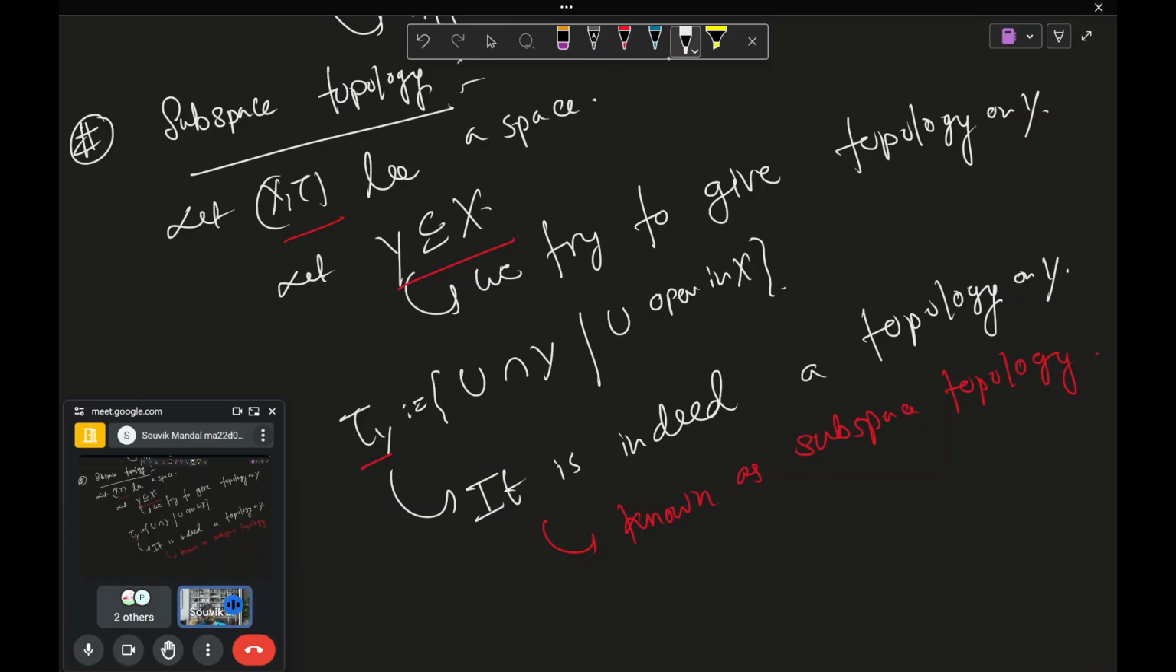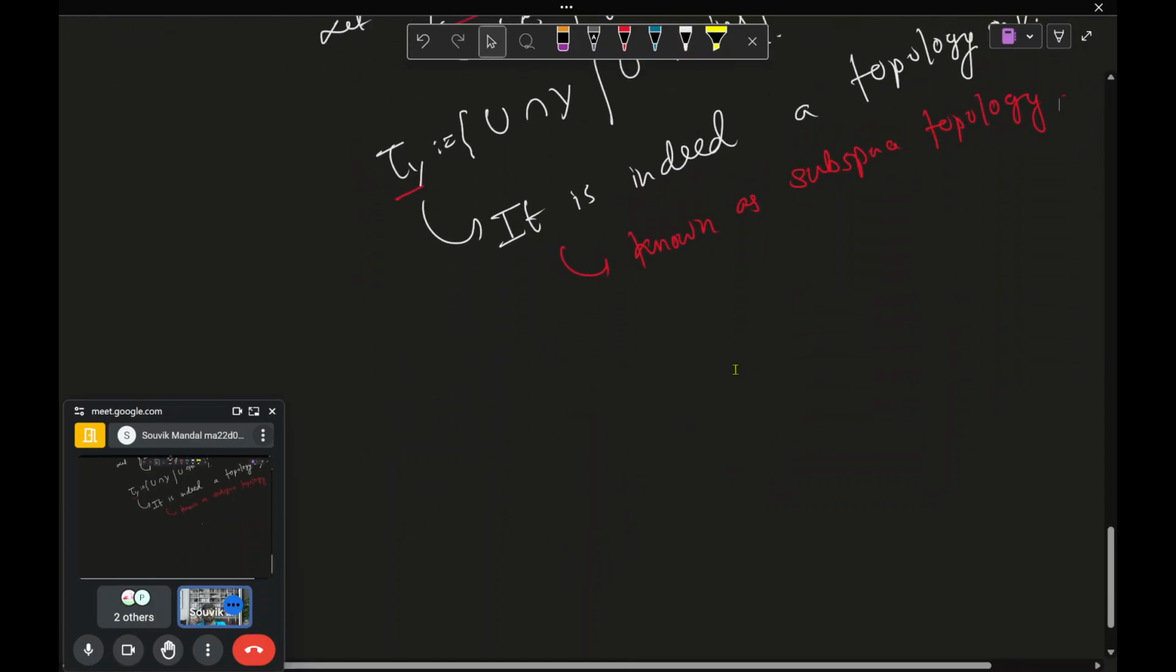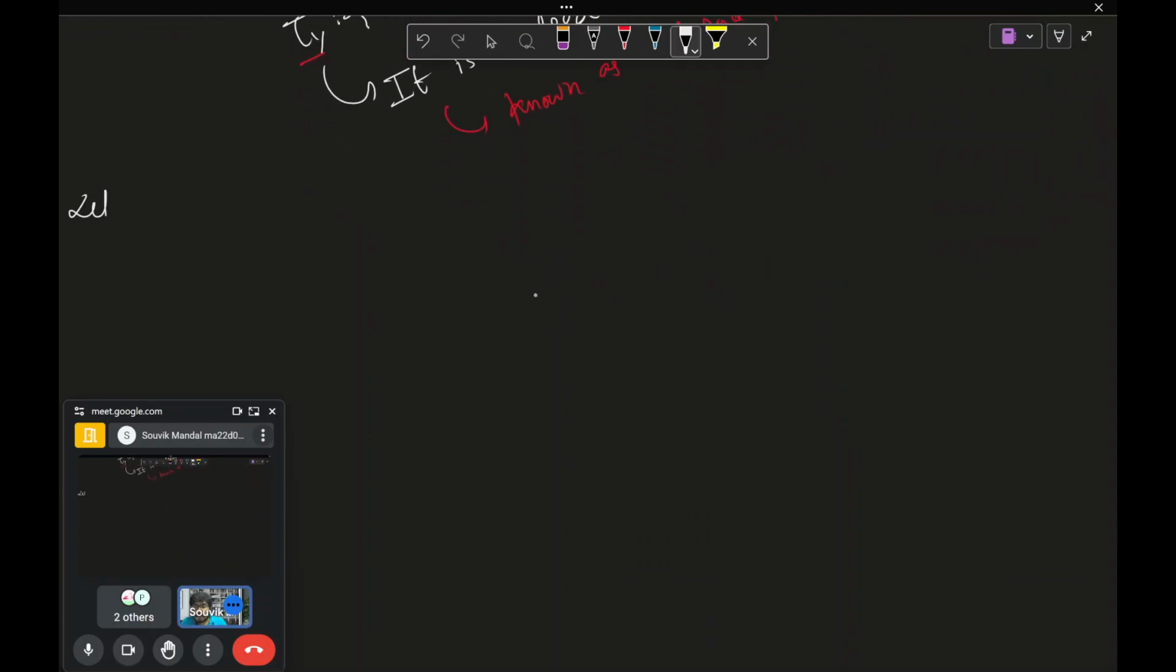So this is the definition of the subspace topology. What about the definition in terms of a basis, somewhat like we have seen in the product topology? Suppose beta is a basis for (X, tau).